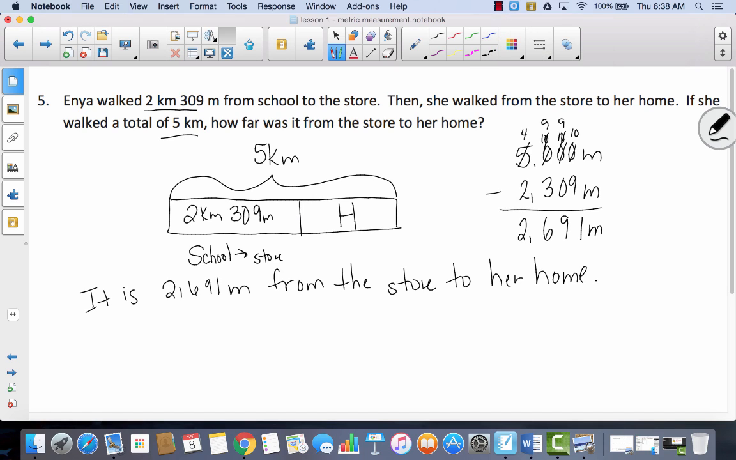Okay, so after I subtracted, I found a difference to be 2,691 meters. So I went ahead and answered the question, how far was it from the store to her home? It is 2,691 meters from the store to her home.